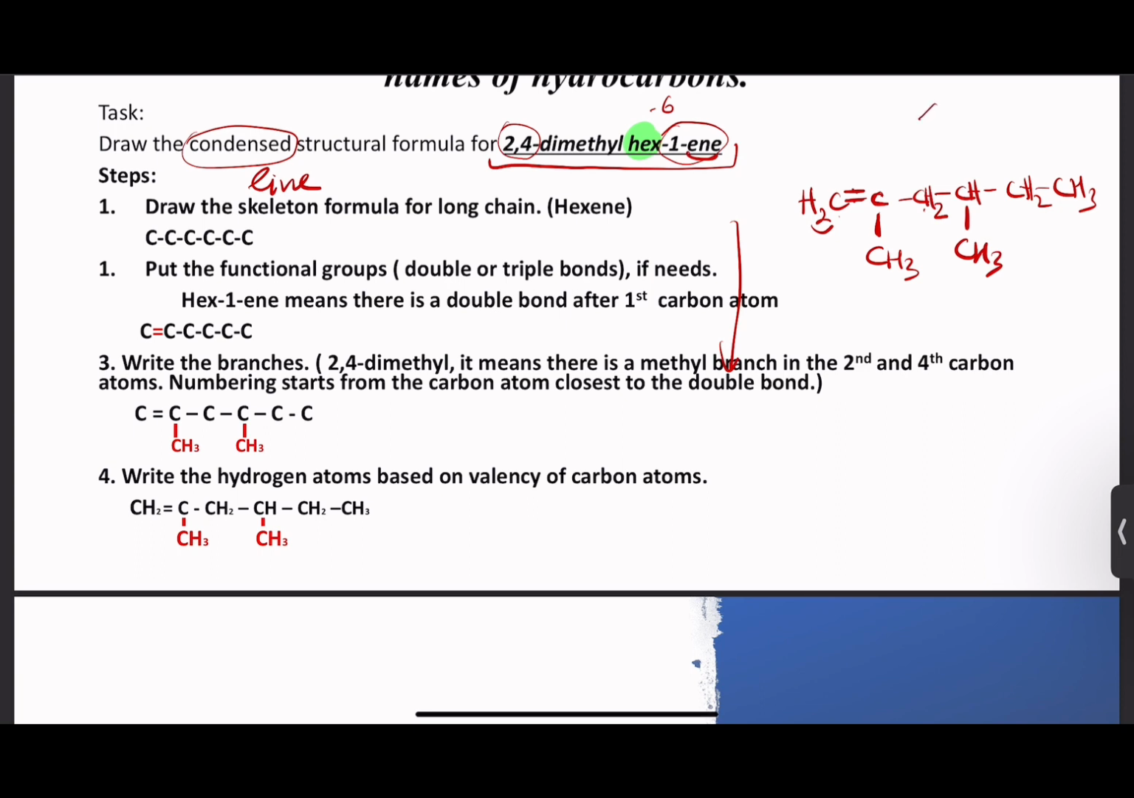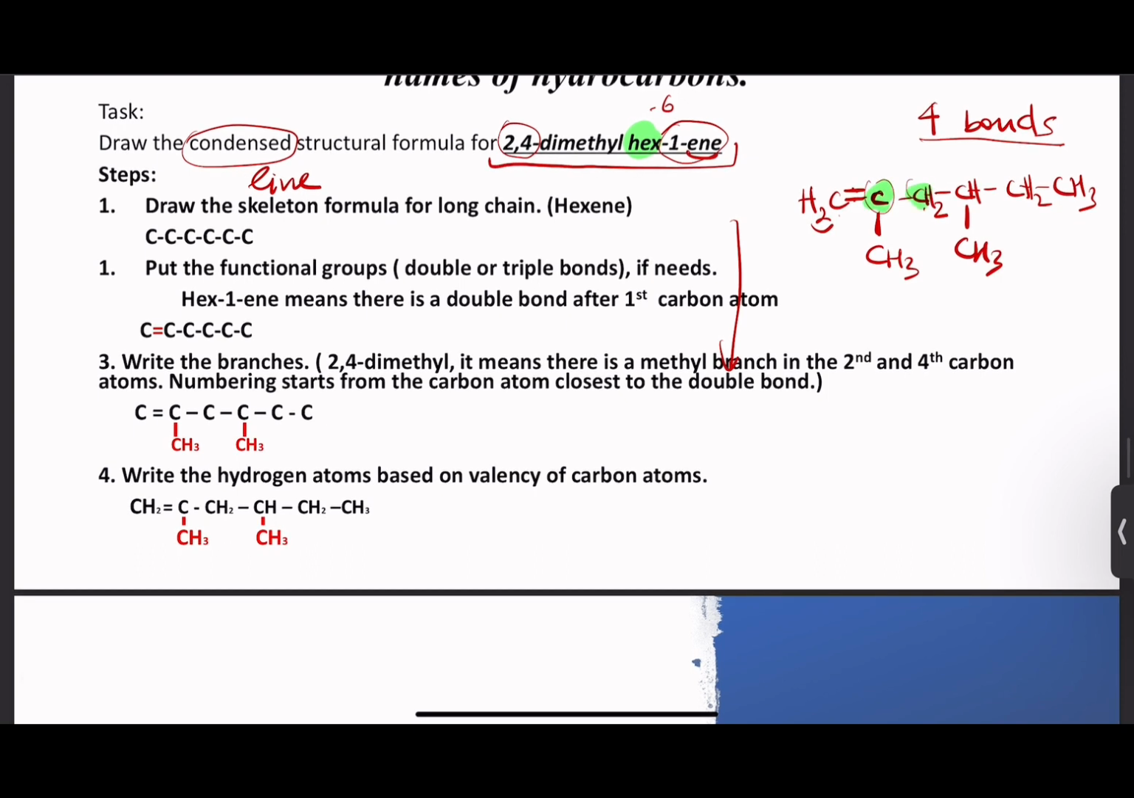Remember guys, I fill it with 4 bonds on carbon because I have 4 valences. So if you count each carbon in here, you would see that all of them have 4 bonds. So that's how I fill my hydrogens.